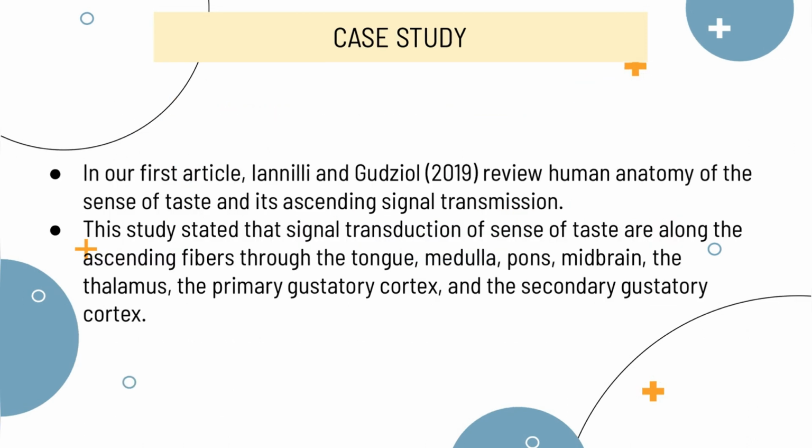Okay, so here in our first article, Lanili and Gutziel review the human anatomy of the sense of taste and its ascending signal transmission. This study stated that signal transductions of the sense of taste are along the ascending fibers through the tongue, medulla, pons, midbrain, the thalamus, the primary gustatory cortex, and the secondary gustatory cortex.